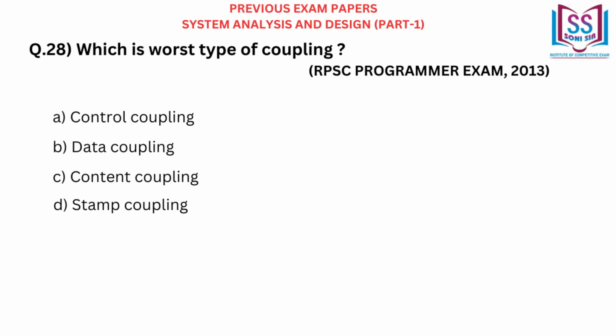Which is the worst type of coupling? A. Control coupling. B. Data coupling. C. Content coupling. D. Stamp coupling. Correct answer: C. Content coupling.